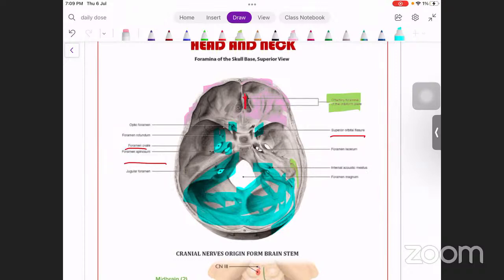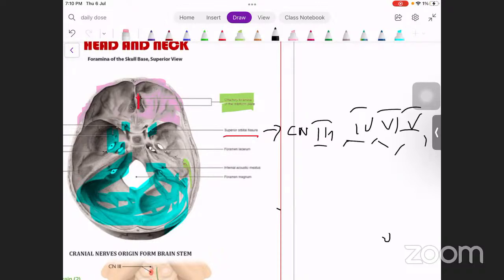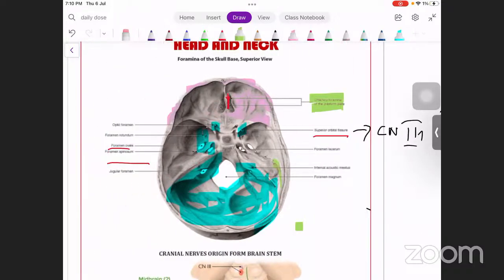Now, speaking about the superior orbital fissure, what are the nerves which come through? CN 3, 4, 6, and then the first part of 5, CN 5-1. All of them are coming through the superior orbital fissure or near to it. And in the optic canal or optic foramen, you have CN 2 and the ophthalmic artery, which is coming through that.